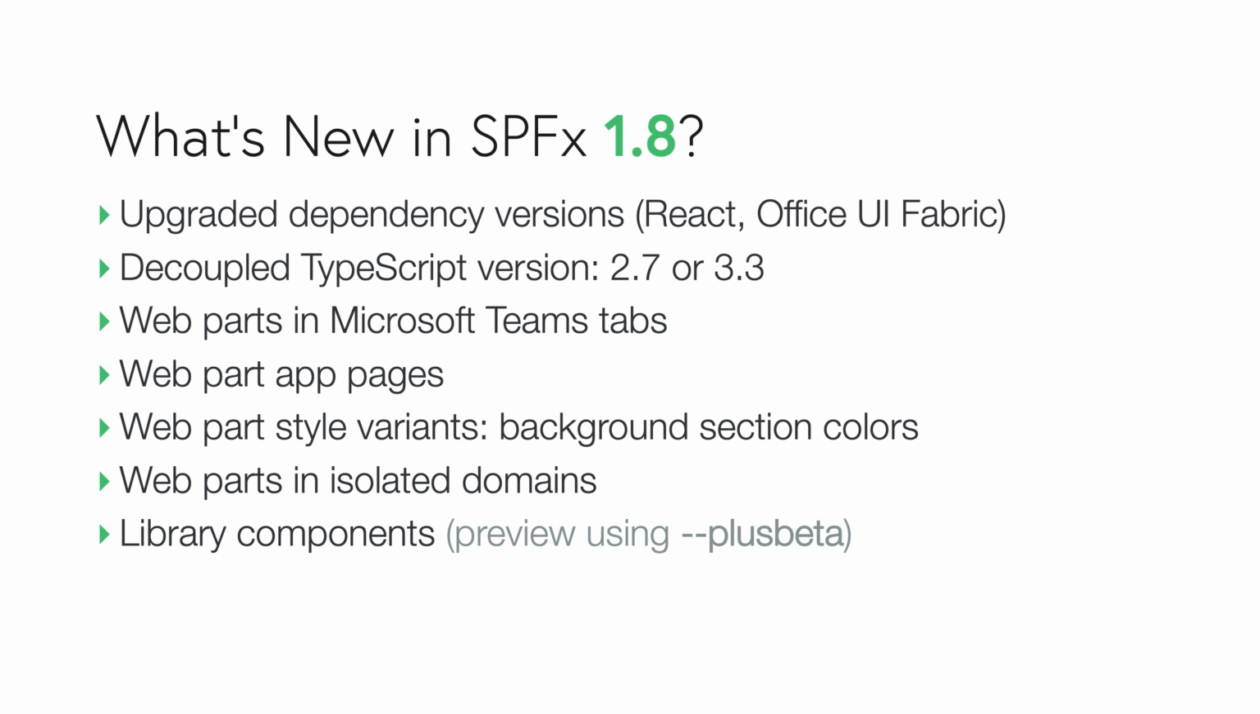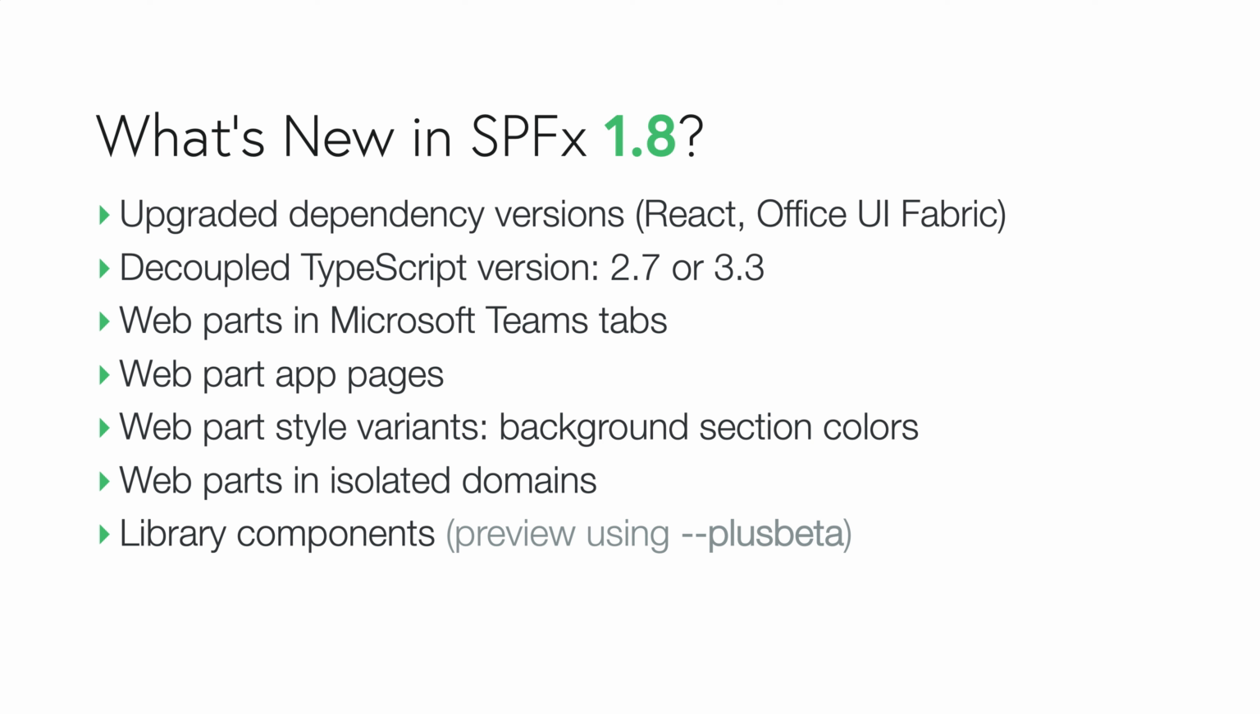Some really exciting features that I think a lot of people are excited about are features that were in 1.7 as preview and are now fully released, like the ability to have your web parts as Microsoft Teams tabs. So we're going to take a look at that today. It's a really cool feature. They also have the ability to set up what are called web part app pages, which is kind of like having a web part function as a single page app.